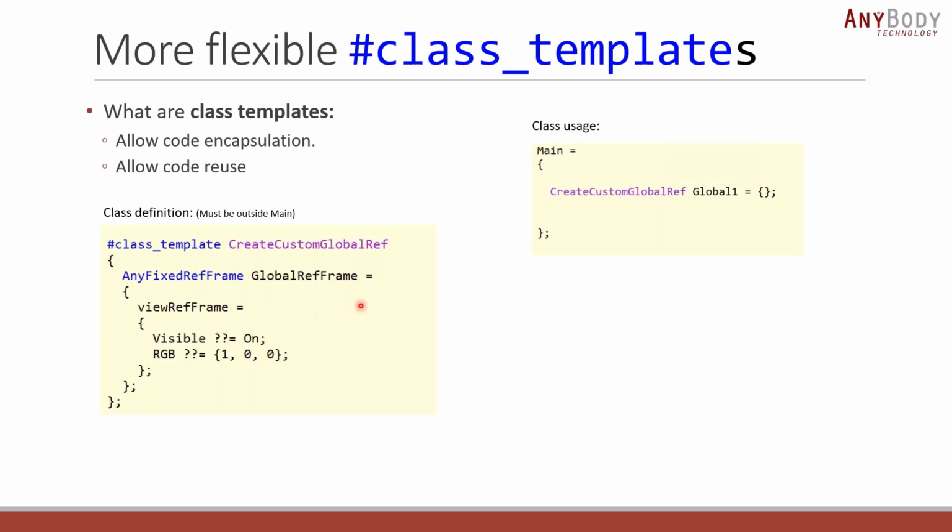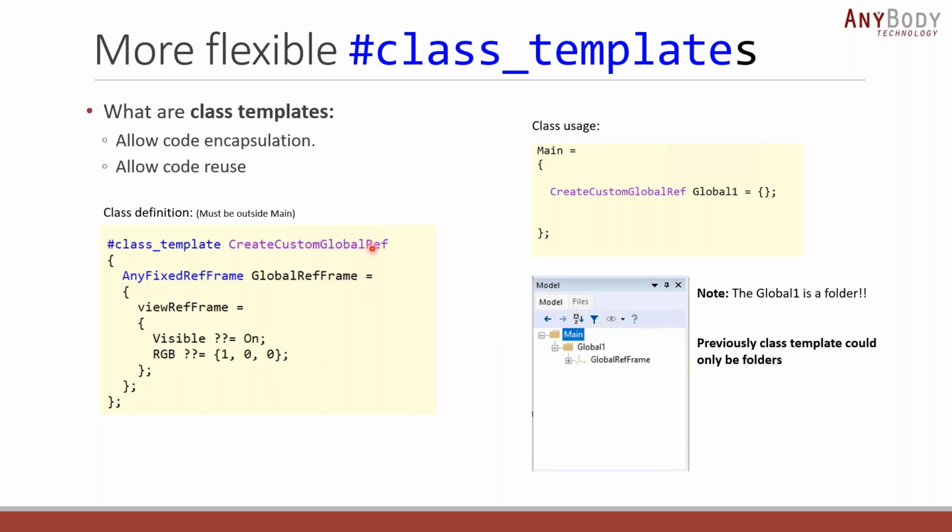That can then be used somewhere in the script. We would say create custom global ref and give it a name. And every time you write that, all of the things that you see here on the left are inserted in that place. So you can see how it allows us to encapsulate code and to reuse code. We could easily have created multiple of these objects.